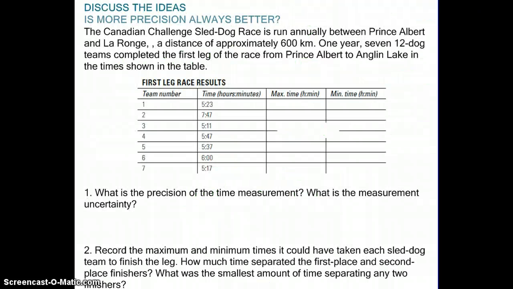So let's discuss the ideas. We've got a dog sled race, which is approximately 600K. This is just from the first leg. So team number 1 did the first leg in 5 hours and 23 minutes. We want to figure out the precision of the time measurement and what is the measurement uncertainty. So what is the smallest unit here that is being measured?